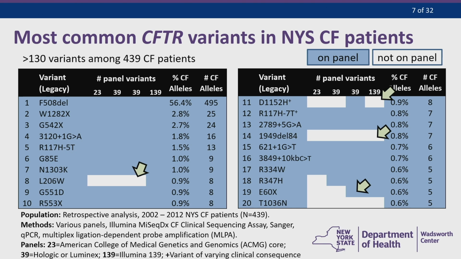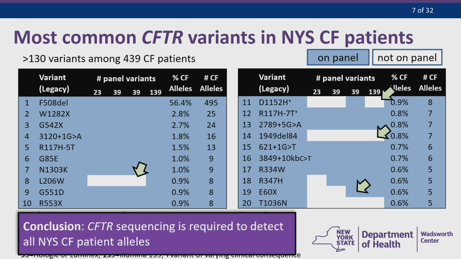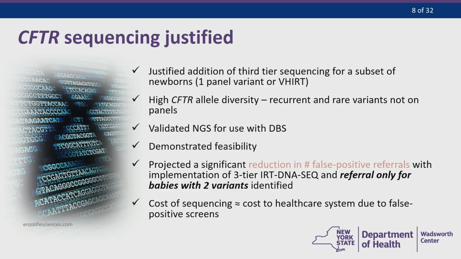These are the variants that were detected in our patients. Those that have blue color mean the variant detected in our patient is targeted by that panel. And so what you can see are gaps. Some of the most common variants in the New York State population, recurrent variants, were not present on those panels, including the 139 variant assay. And so our conclusion was that CFTR sequencing was required to detect all New York State patient alleles.